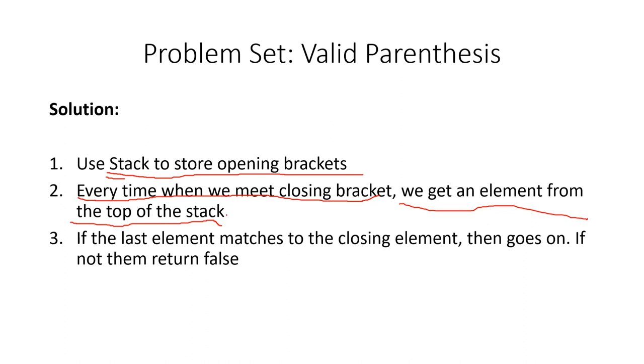If the type of the brackets is the same, we can keep going to read the next characters. But if the types of the brackets are different, it means that the whole input is incorrect, and that's why we can return false. So here is the explanation. What do we do?